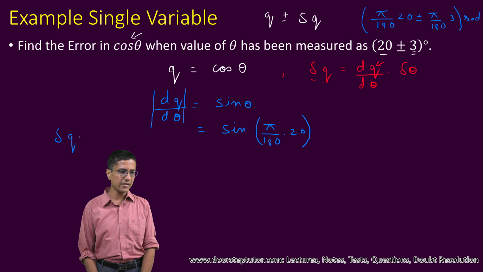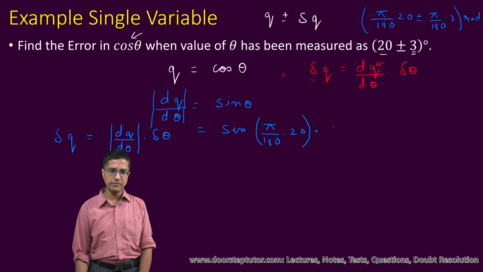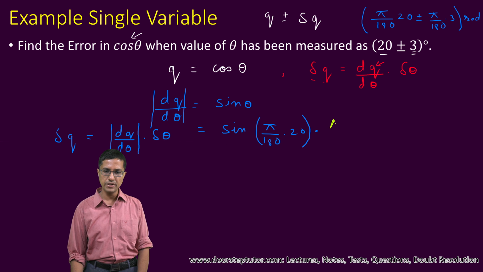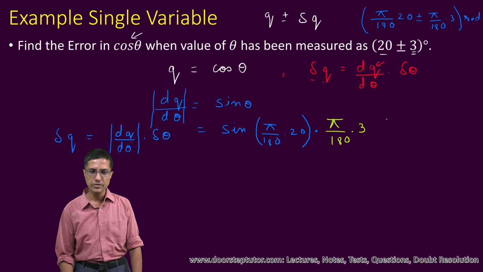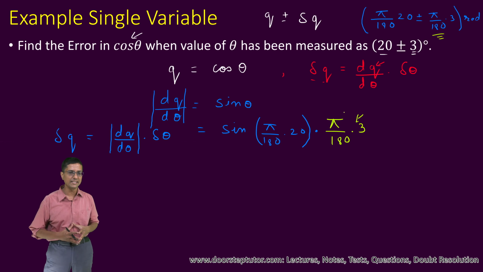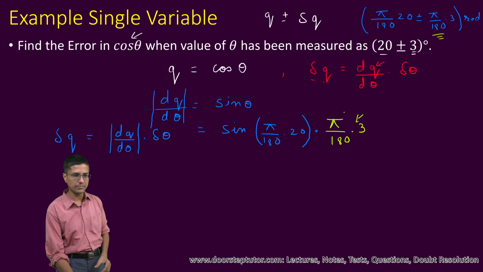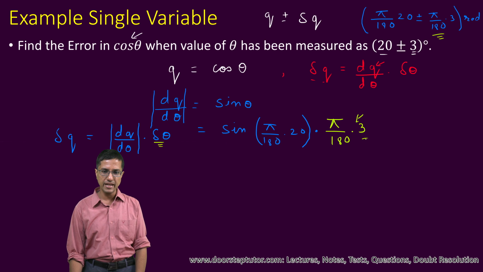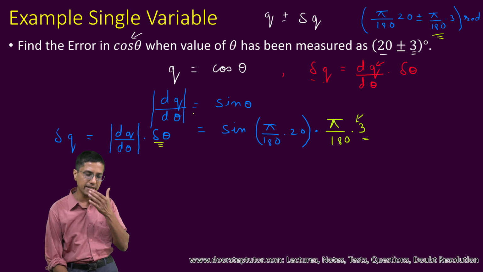So delta q is actually equal to this thing, dq by d theta multiplied by delta theta, and of course we will be multiplying it with this number, which is pi by 180 into 3. Okay, so that is our error. This is the error term. We have shown it in green right there. So that delta theta is what comes here, and we multiply it with the differentiation dq by d theta. So that's what we have done.